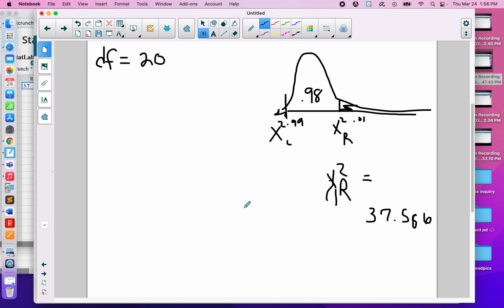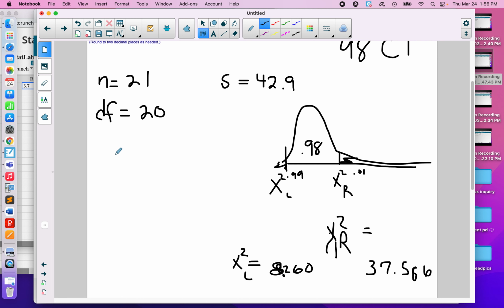And then when I look at the left value, the chi-squared to the left, where the area is 0.99, is going to be 8.260. Sorry, that point should be in between the 8 and the 2. Watch me fix it. There it is. All right, now we use our formula.